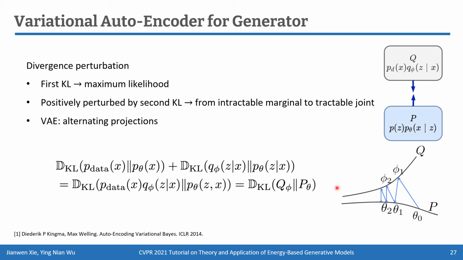And then you can think of this VAE as an alternating projection. So you have a Q family where each point corresponds to a value of phi, right? And you also have this P family. So you do this alternating projection until convergence. So this is how we understand the variational autoencoder from this divergence perturbation perspective.